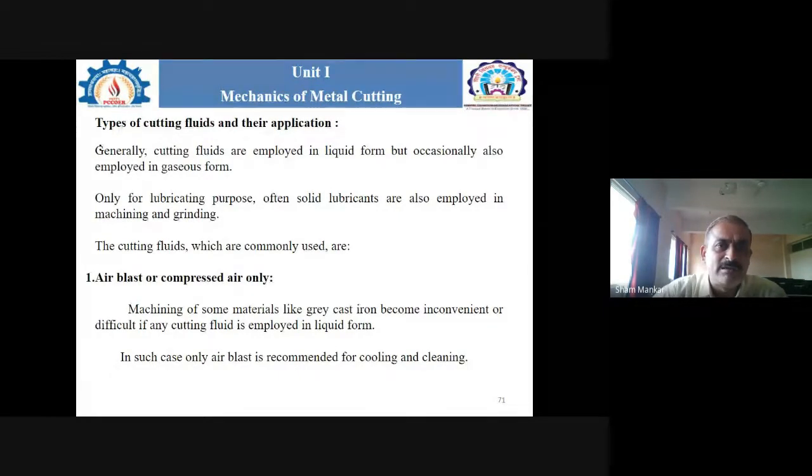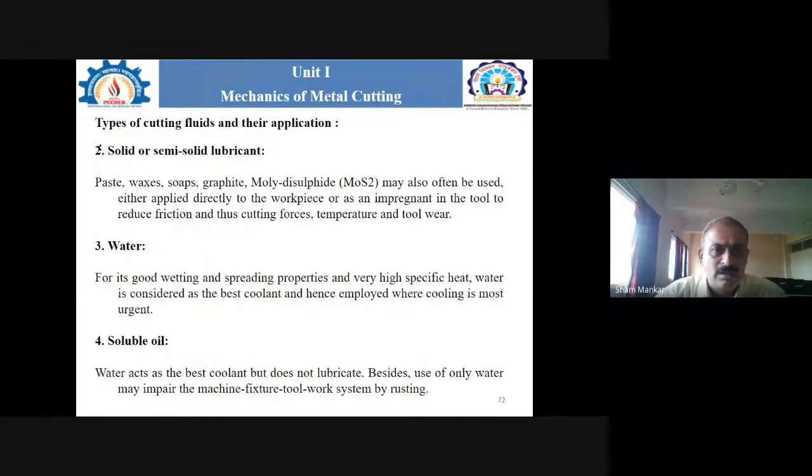So apart from that, if we again consider the second one, the solid or semi-solid lubricant. Normally, as we know, we may select the particular kind of cutting fluid or coolant taking into consideration the material, meaning the tool material as well as the workpiece material. So we are expecting that there is no chemical reaction between the tool material and the coolant or cutting fluid.